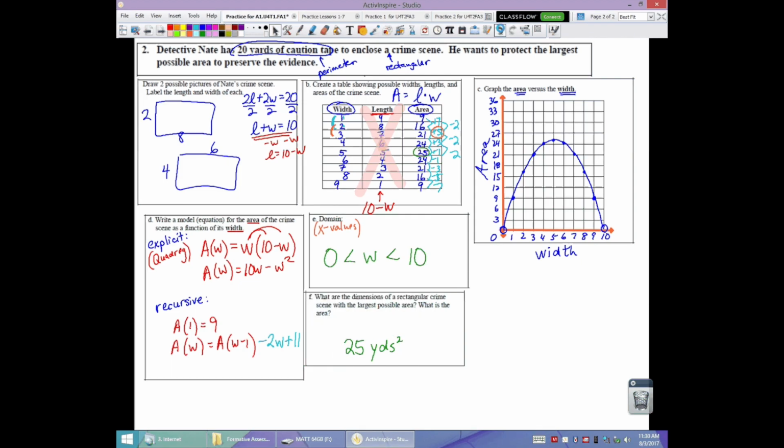The dimensions means the length and the width. So the dimensions are 5 yards by 5 yards. And then the area is 25 square yards. Okay, but there are two questions in that last box, so make sure you answer both parts.